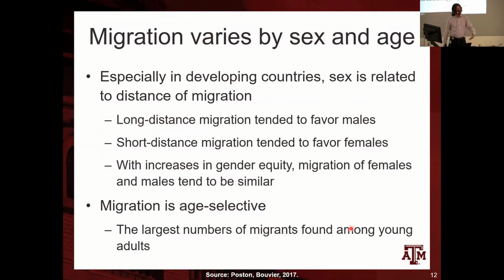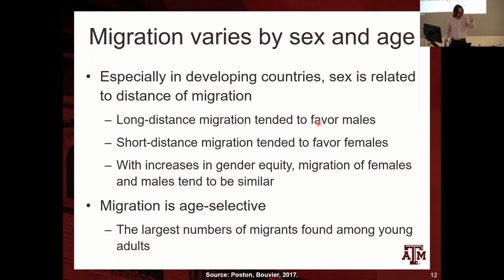Migration, the third demographic component, also varies by sex and age, especially in developing countries. Sex is related to the distance of migration. In developing countries, men and women have really different opportunities in life. So among those people that are migrating long distances, proportionally, you have more men migrating long distances than women.